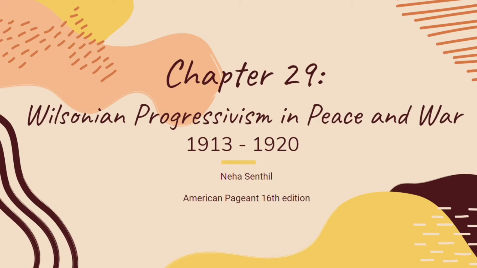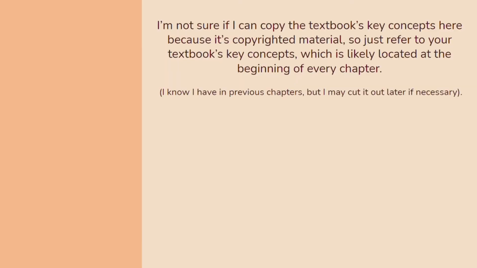Today we're going to be going over Chapter 29 of the American Pageant titled Wilsonian Progressivism in Peace and War from 1913 to 1920. As always, we're going to be using the 16th edition of the American Pageant. If you have an earlier or later edition or a completely different textbook, don't worry about it, the content's going to be the same. So to start off, let's talk about key concepts, or rather lack thereof.